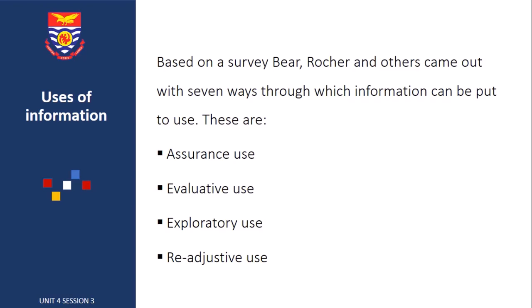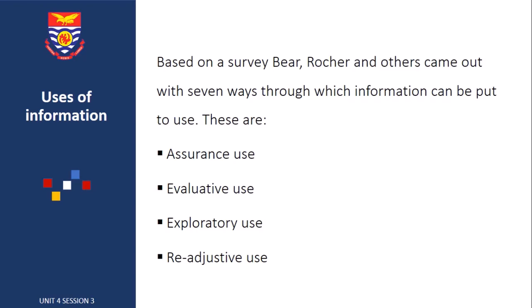The next is evaluative use. And this one also explains that information service data may be used to check the accuracy and adequacy of students' knowledge and understanding of a decision. The next is exploratory use. And that one is also about the fact that information may be used to help students to explore and study all alternatives of possible choices of decisions.